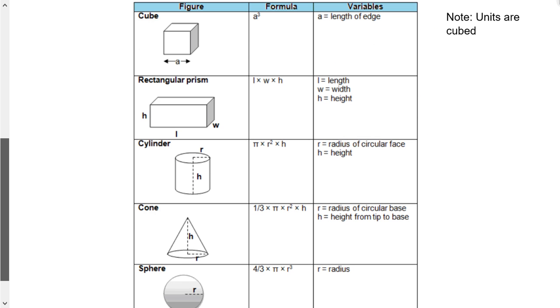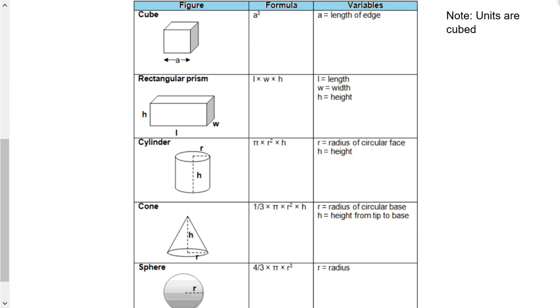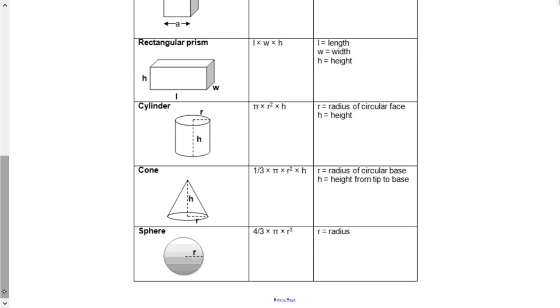We have the following formulas available for you guys. That we have a cube, a rectangular prism, a cylinder, a cone, and a sphere. And just remembering that all of these have to be in units cubed.